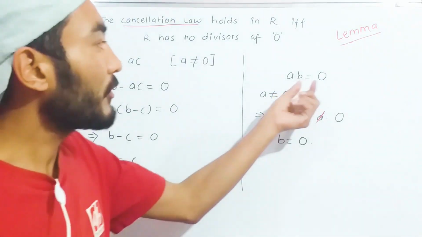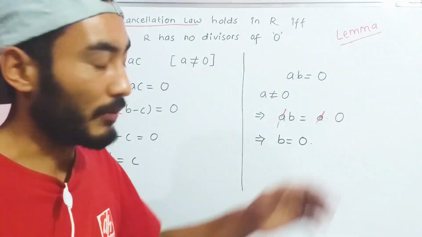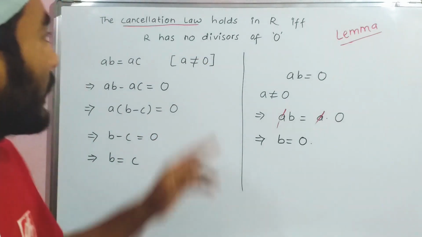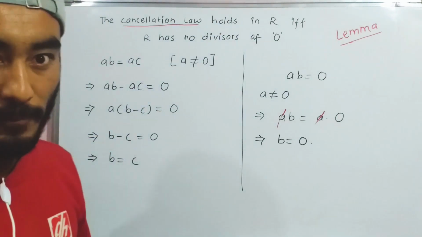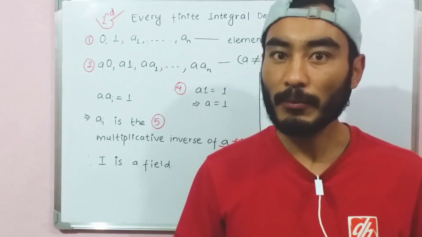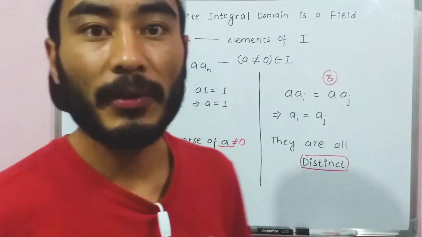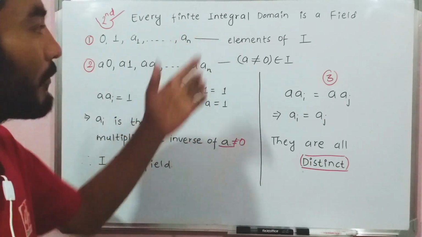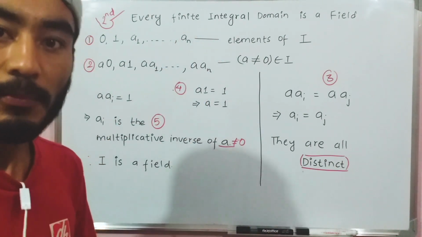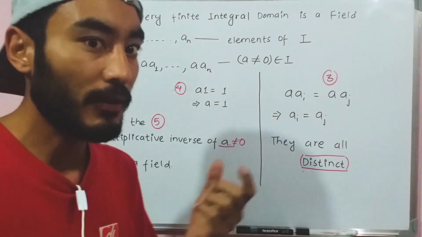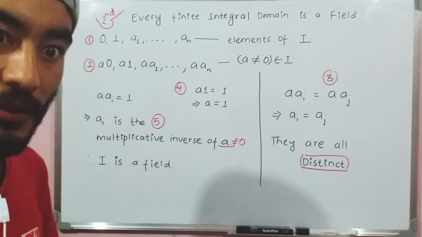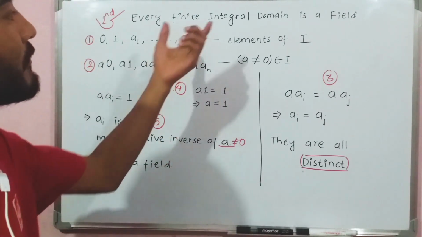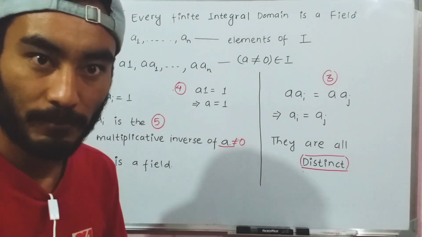Likewise, if b not equal to 0, we can show that a equals 0. This shows R has no divisors of 0 if R holds the cancellation law. This proves the lemma. The second theorem we have is every finite integral domain is a field. Now the only thing lacking in an integral domain from a field is the multiplicative inverse of each non-zero element. So to prove this theorem, we'll find the multiplicative inverses of each non-zero element of this finite integral domain.